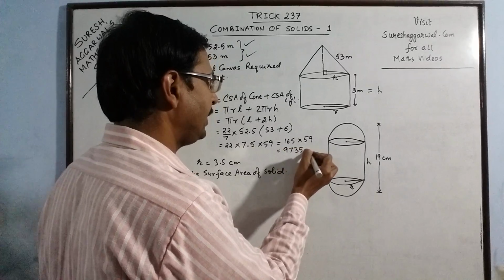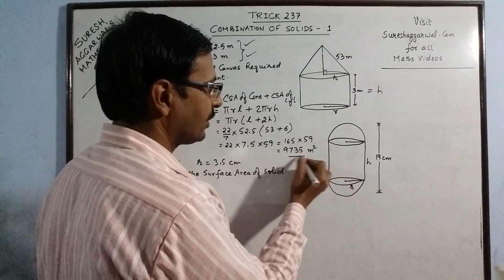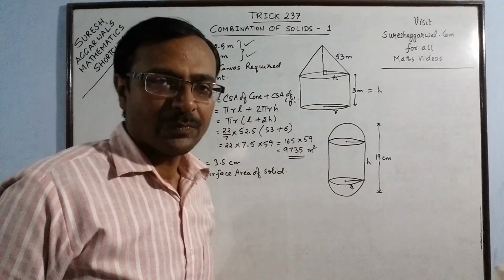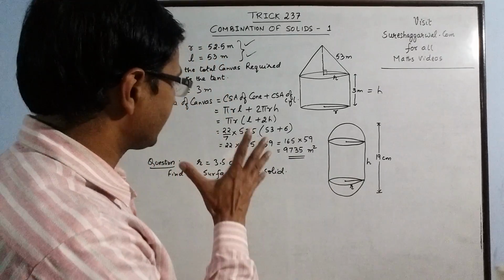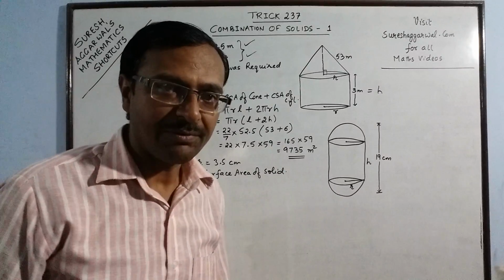It is 9735 meter square, which is the unit of curved surface area. So the area of the canvas required to make the tent is 9735 meter square.